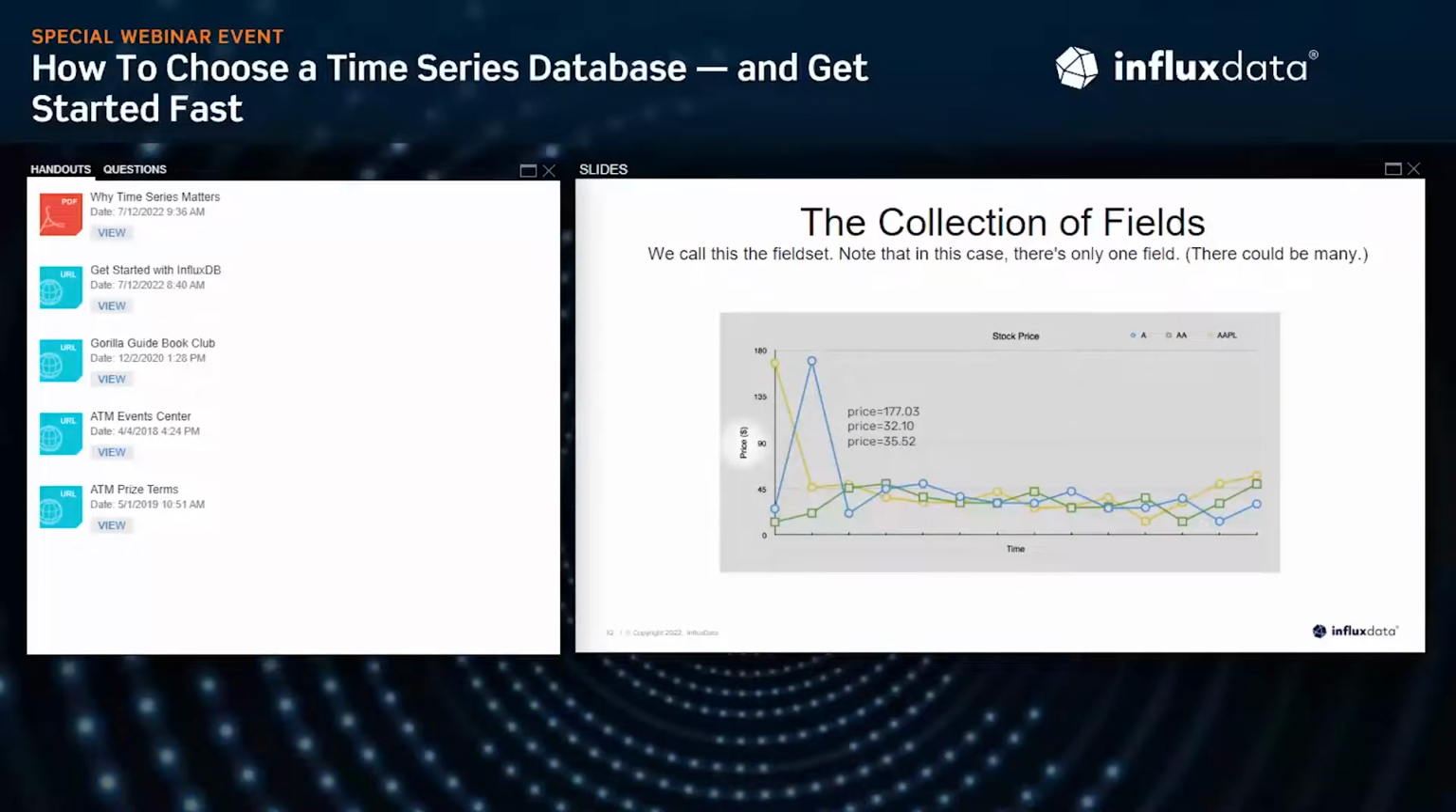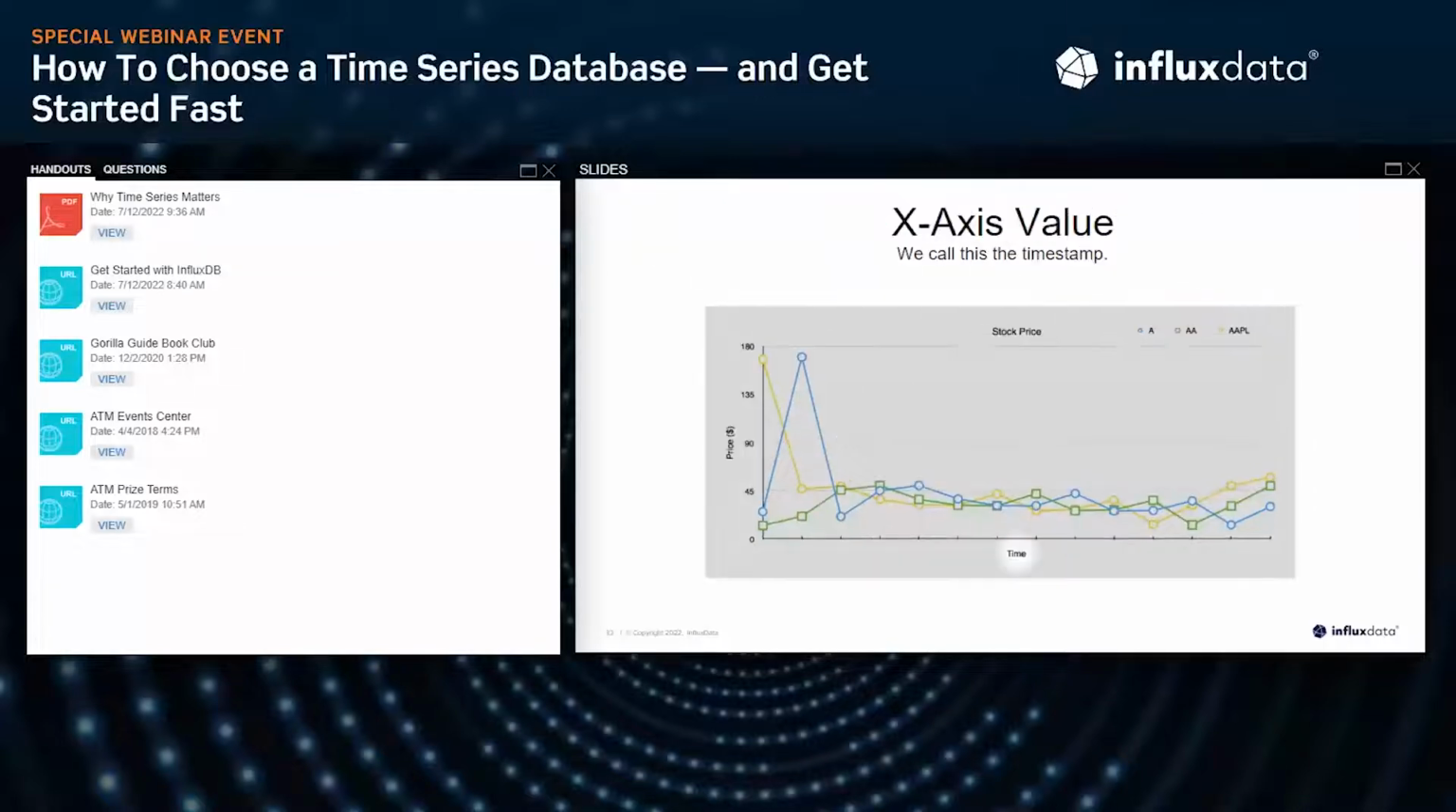And again, all these fields, you can have multiple, not just price. You could have additional values, and that's called a field set. An X value is, by default, a timestamp. With InfluxDB, when you pass that data in, you can define it yourself. If you don't, it will automatically be put on there by the database itself.